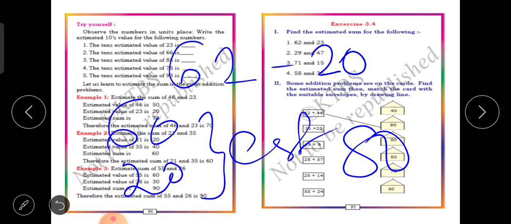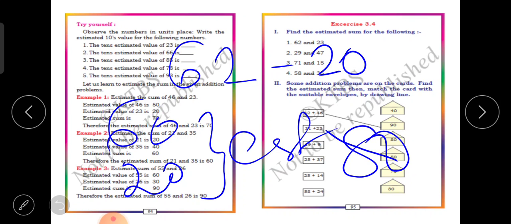For 42, which is the nearer number? 40. For 46, what is the nearer number? 50. So 40 plus 50 is 90. It is marked there: 42 plus 46 is 90. Shall we do the second sum? 31 plus 23, which is the nearer number? 30 plus 20. What is 30 plus 20? 50. So mark it as 50.